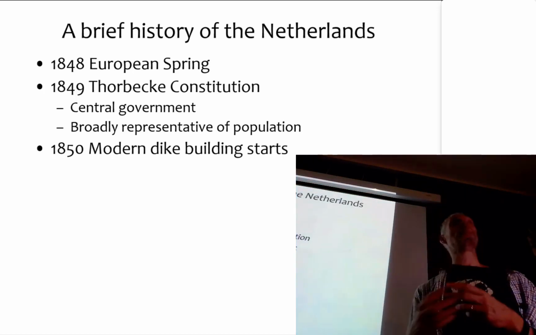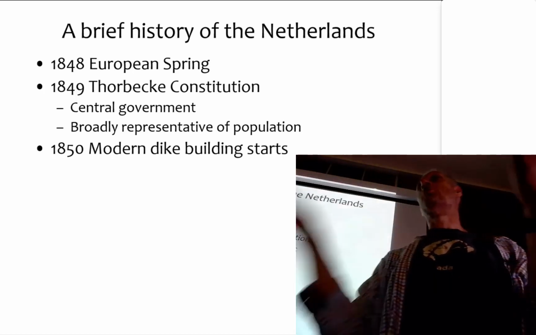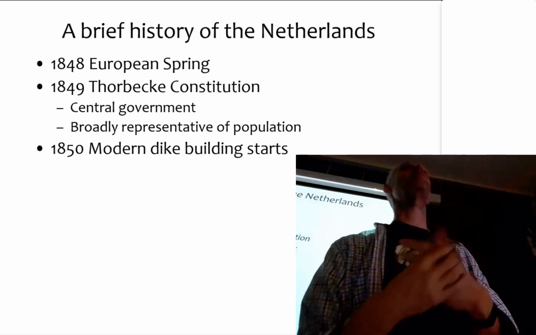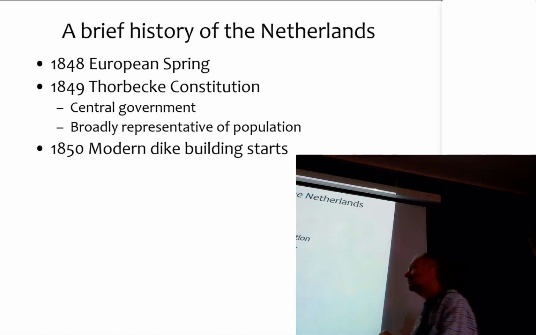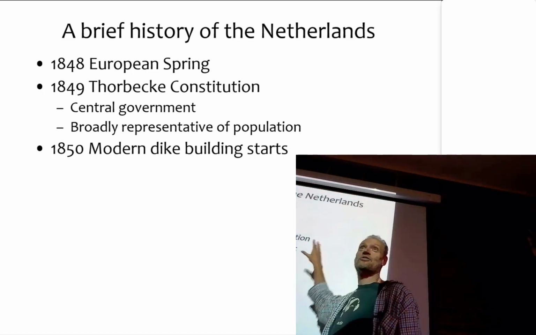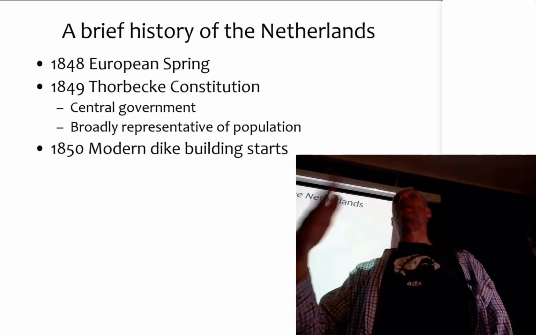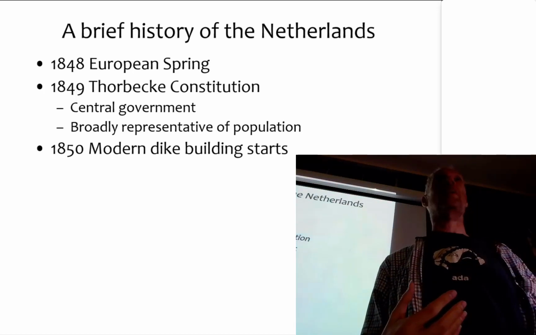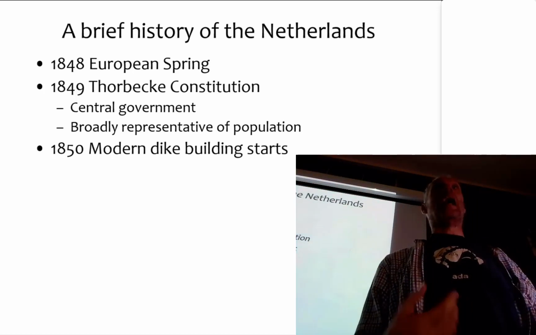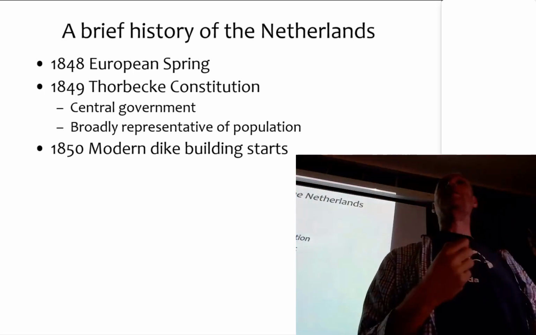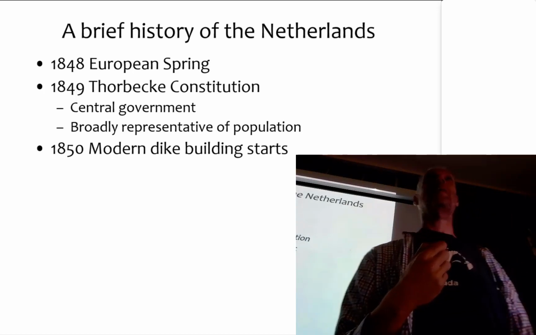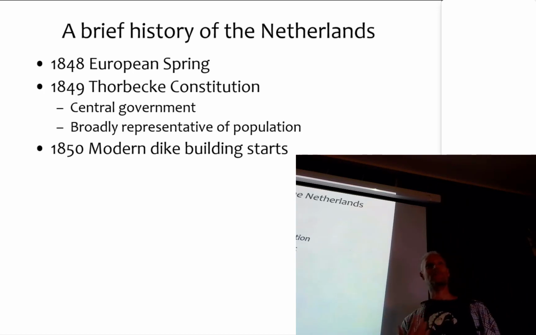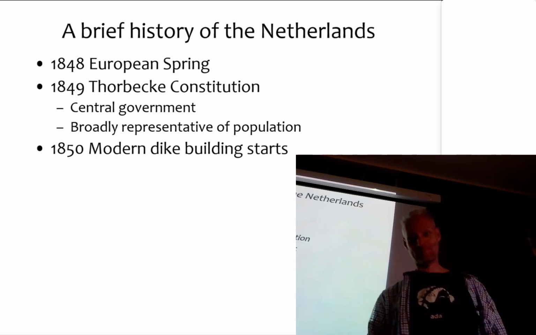I say broadly representative of the population because, of course, women and Catholics were excluded, right? But the Protestant men also suffered from floods. And the first thing the new government did was go after public enemy number one, that is floods, and started building dikes, right? And that is the key difference between Bangladesh and the Netherlands. That in one country you have an able and caring government, and in the other place you do not.